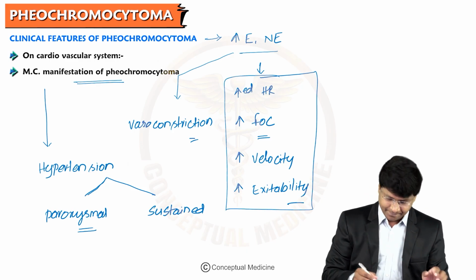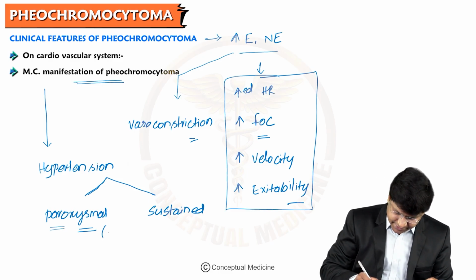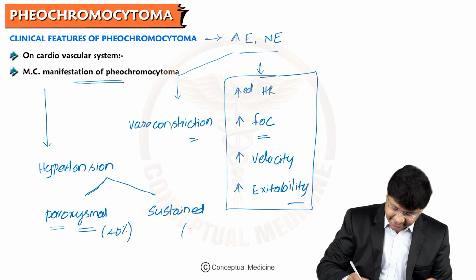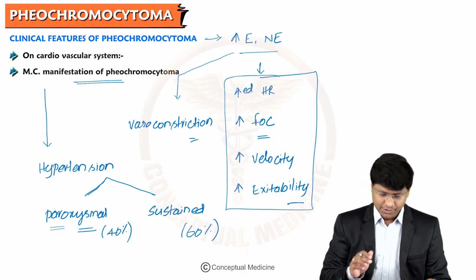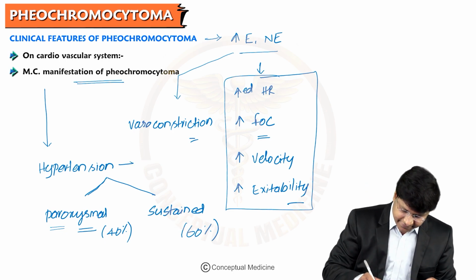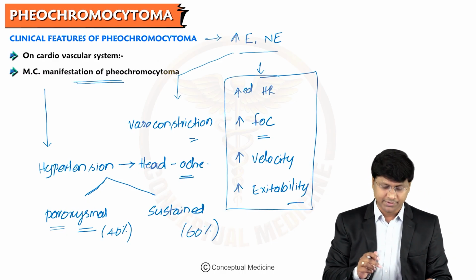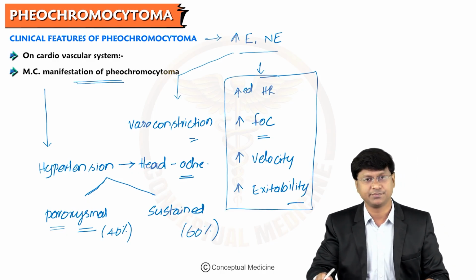And that is the reason why there will be paroxysmal hypertension. This paroxysmal hypertension is seen in almost 40% of individuals, and sustained hypertension is present in almost 60% of individuals, right? Because of the hypertension, what will be the clinical manifestation? The clinical manifestation will be in the form of headache. That is the most common manifestation of pheochromocytoma, right?